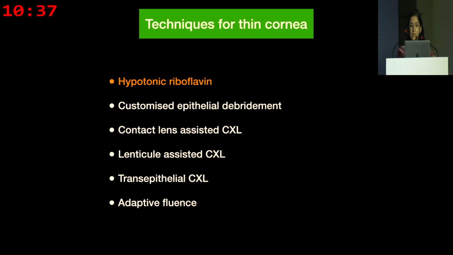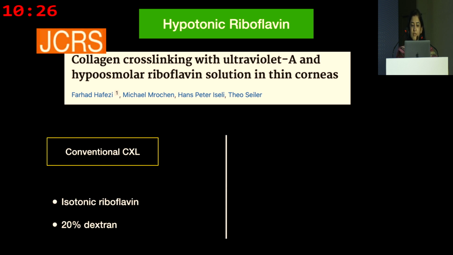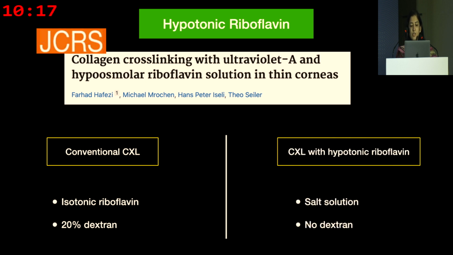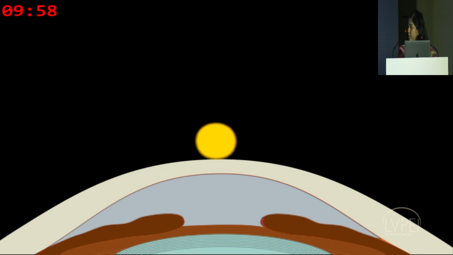So first, coming to hypotonic riboflavin. Hypoosmolar riboflavin use was described by Hafezi et al. for the first time. The difference between conventionally used riboflavin and hypoosmolar riboflavin is that in conventional cross-linking, the riboflavin has 20% dextran, which makes it isotonic. In the hypoosmolar riboflavin, they use physiological salt solution, and there is no dextran. So this makes it a hypotonic riboflavin solution and causes an increase in the corneal thickness, like corneal swelling, when it is soaked with hypotonic riboflavin.